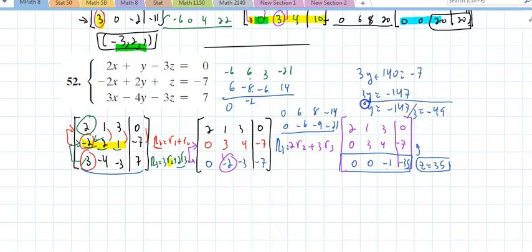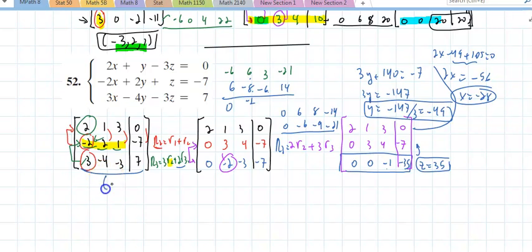Negative 49. And then we go back up to the first and say 2x minus 49 plus 3 times 35, 105, equals 0. So 2x equal negative 56. So divide by 2. X equal negative 28. So again, negative 28, negative 49, and 35 would be the solution to this system.